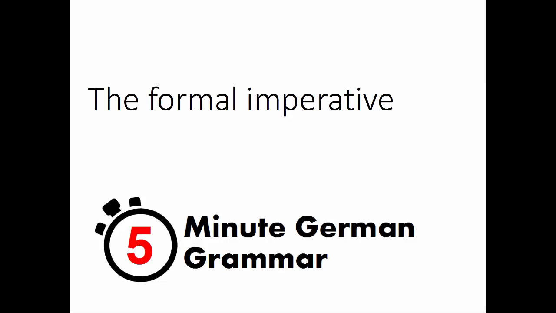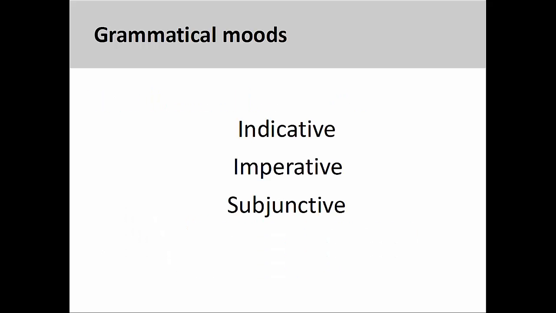Thank you for watching. This presentation will introduce the formal imperative. German verbs have three moods: the indicative, the imperative, and the subjunctive. Moods are not to be confused with verb tenses, which indicate when the action of a verb occurs.